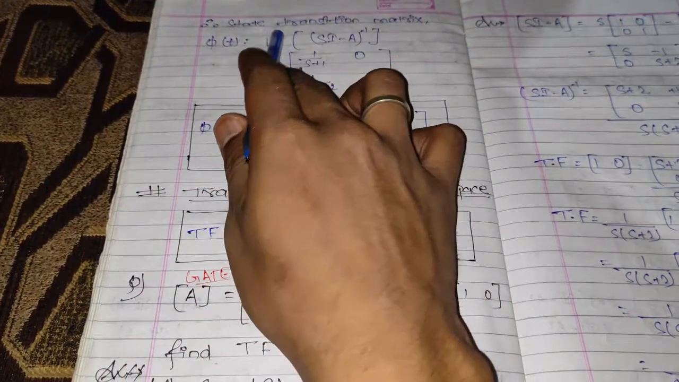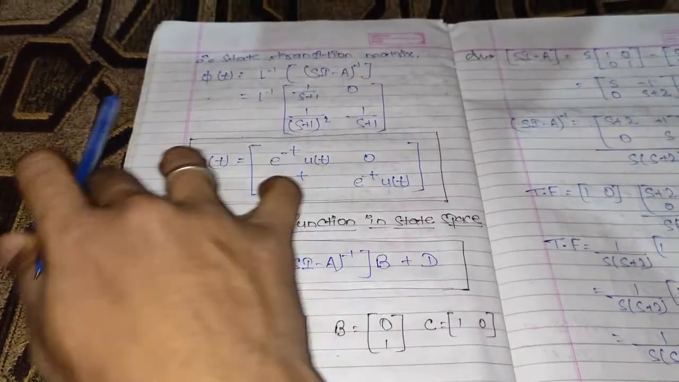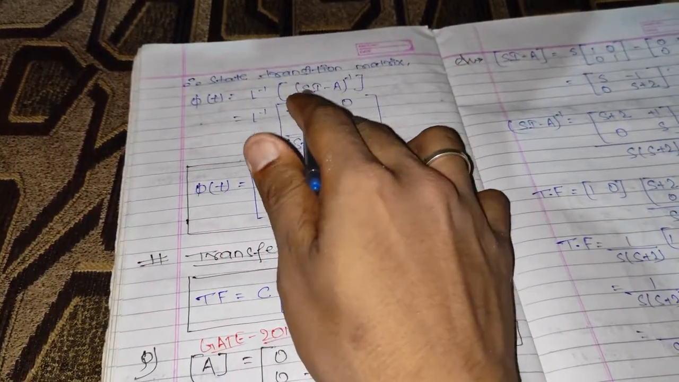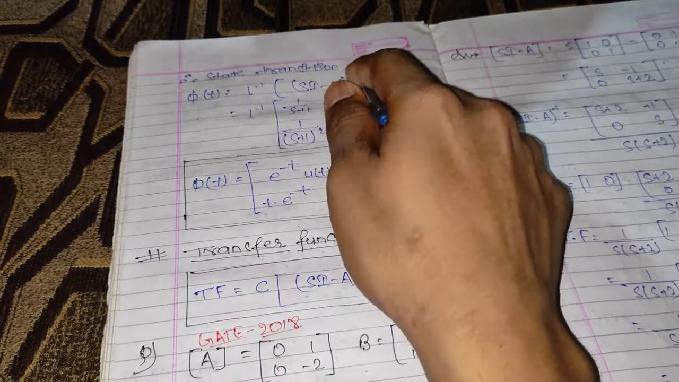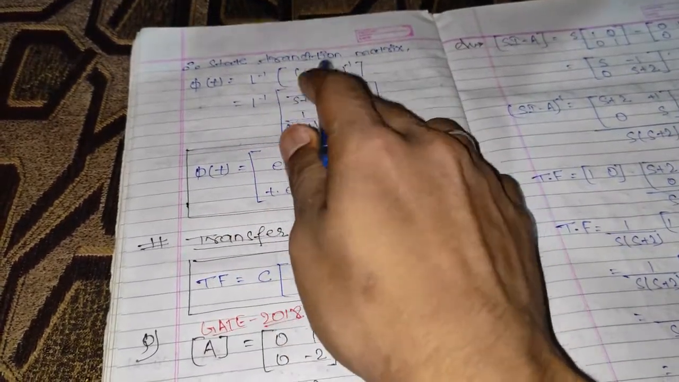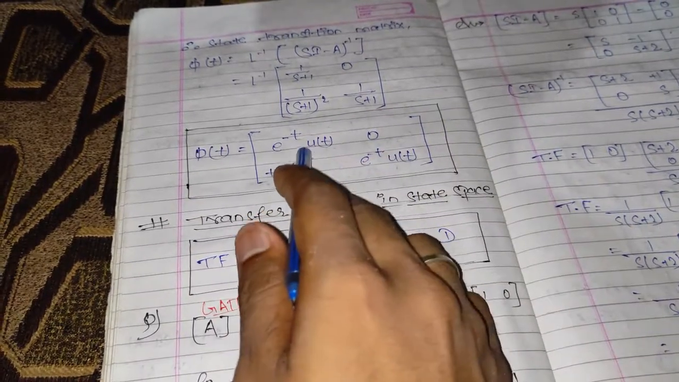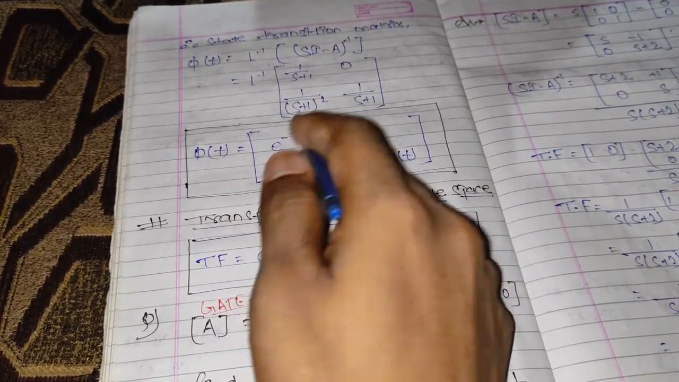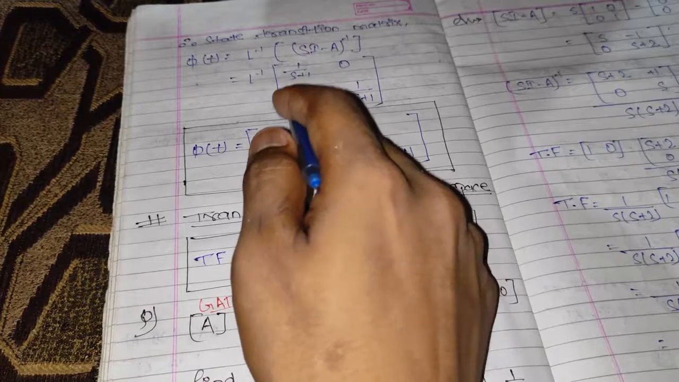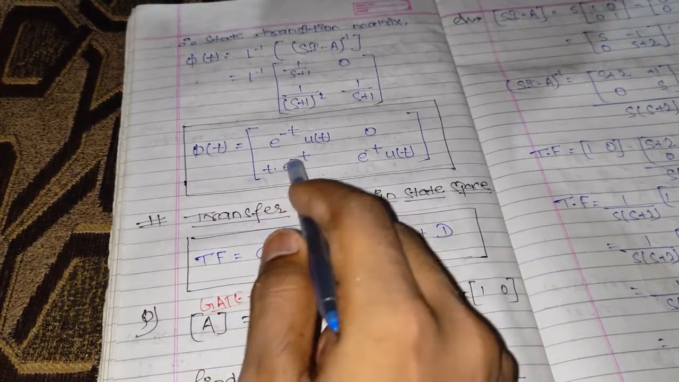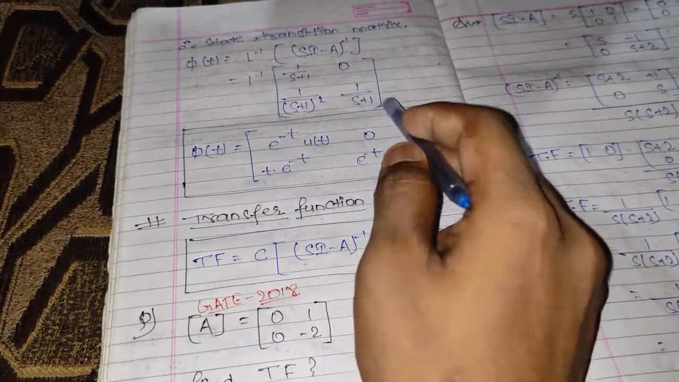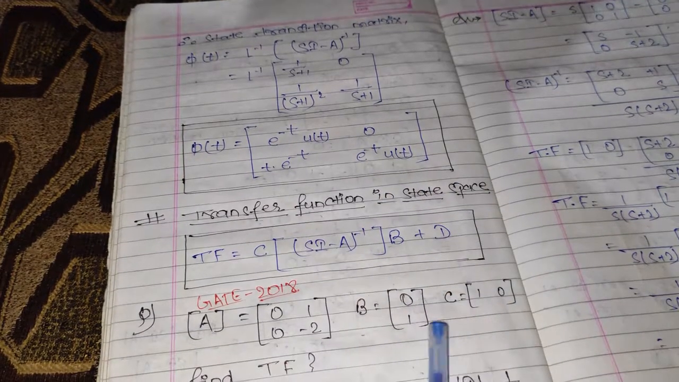So our state transition matrix will be phi of t equal to inverse Laplace transform of SI minus A inverse. We will put the value of SI minus A inverse. Laplace transform, as we know in basics, 1 by S plus a is e to the power minus at, 0, 0. 1 by S plus 1 square is t times e to the power minus t, and 1 by S plus 1 equal to e to the power minus t u(t).